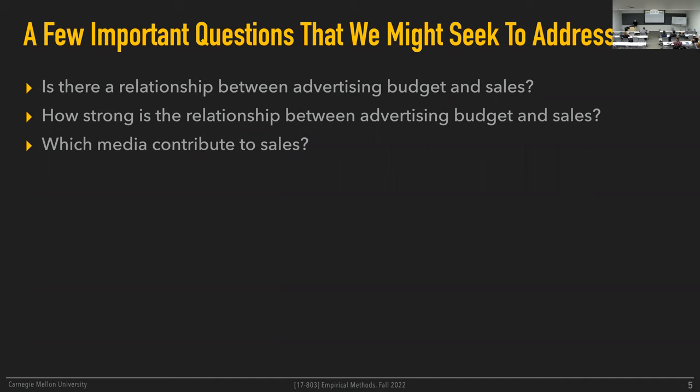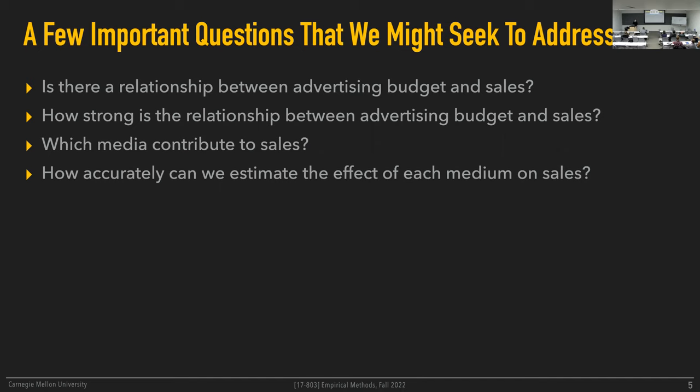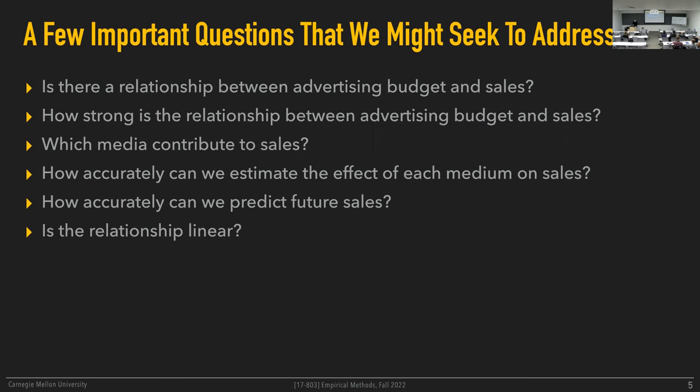Which of the three media contributes the most to sales? Could you disentangle them? Or how accurately can you estimate the effect of each medium on sales? This is again about disentangling the three. Maybe you want to predict future sales based on current advertising expenditure. Maybe you want to test if the relationship is linear or follows some other shape. Maybe you want to see if there's some synergy among the advertising media. Maybe it helps to advertise on radio and TV at the same time, but maybe newspapers don't add much to either one of those two things. So you might want to study this to prioritize where you're going to spend your advertising budget.